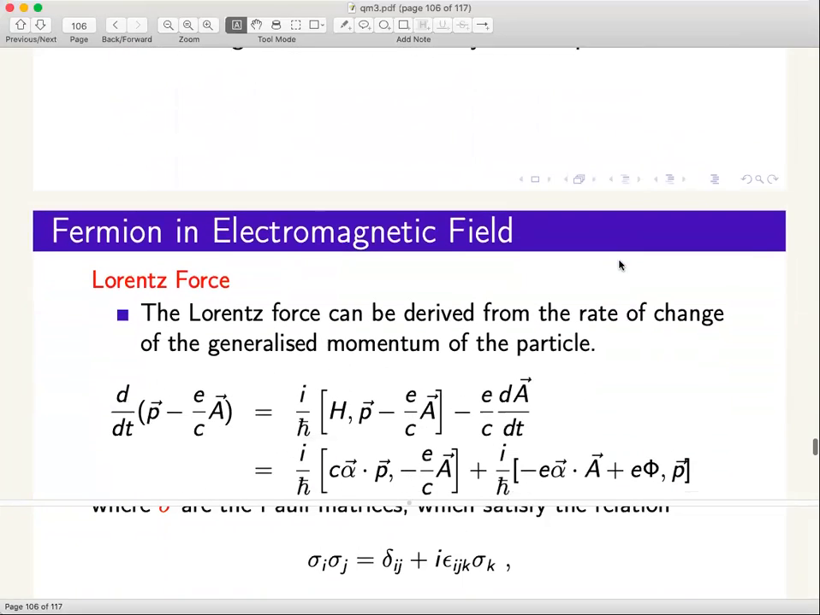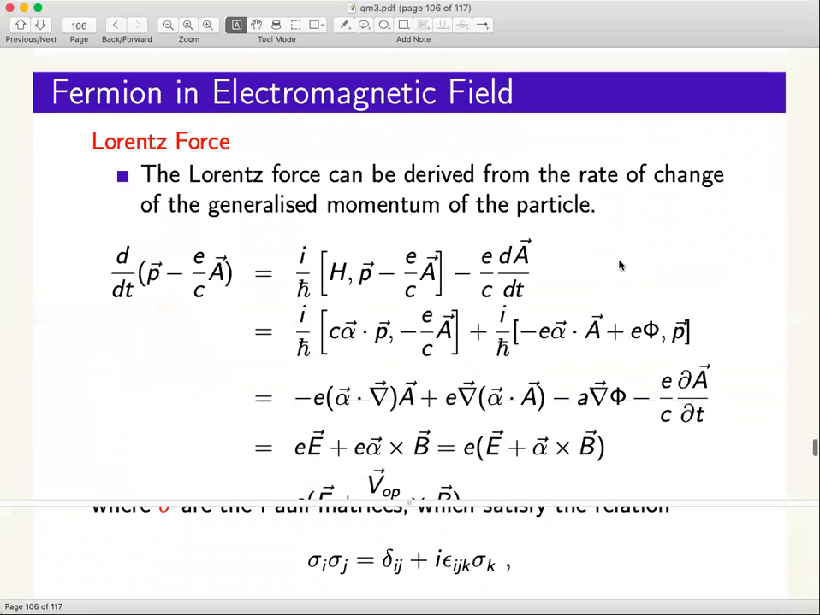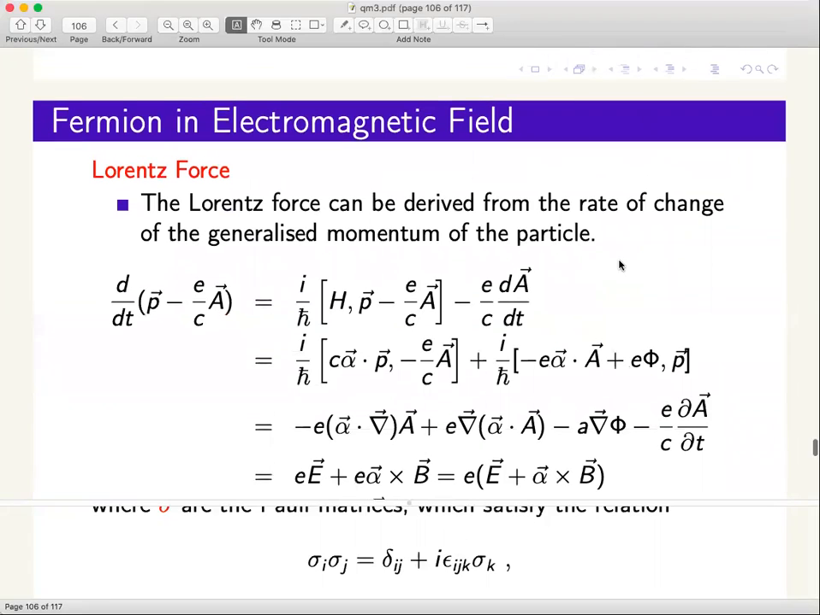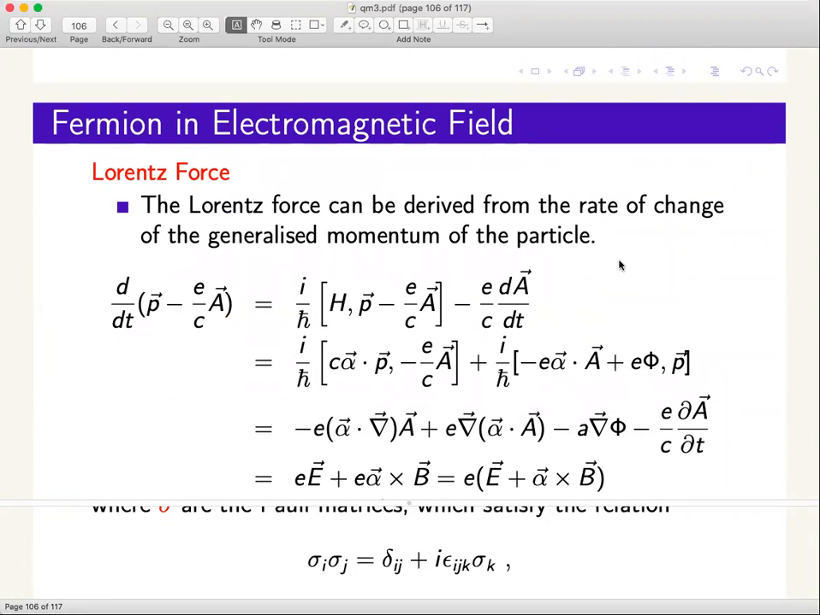Fine. So let's come back to the Lorentz force and try to see how we can derive the Lorentz force from the expressions that we have. Remember that if the charged particle is in an external field, then you typically have a generalized momentum, and in this particular case our generalized momentum is P minus e by c times A. We want to determine the force, that means the rate of change of this generalized momentum is what we are interested in.